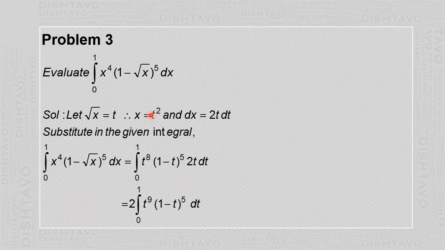Therefore, after substitution, what you get is the integral from 0 to 1 of t raised to 8 into 1 minus t raised to 5 into 2t dt. We have substituted here dx is equal to 2t dt. Then 2 comes out, and t raised to 8 into t is t raised to 8 plus 1, that is 9. So this turns out to be 2 into the integral from 0 to 1 of t raised to 9 into 1 minus t raised to 5 dt.